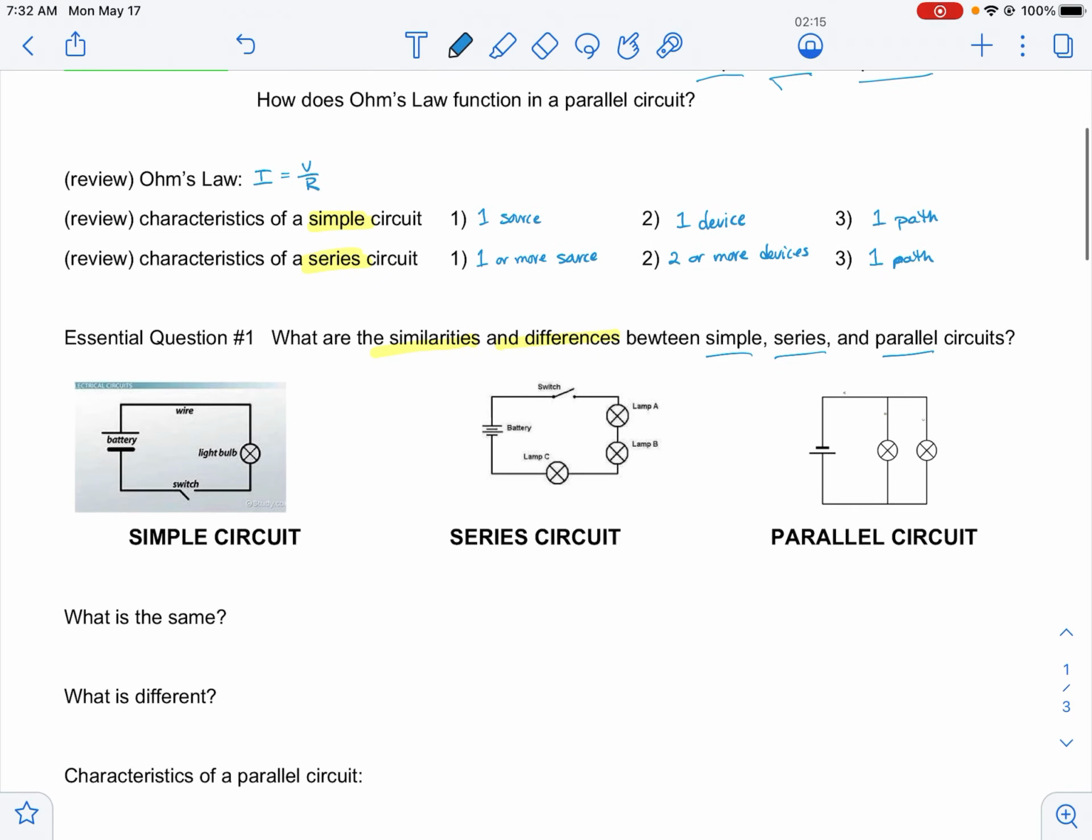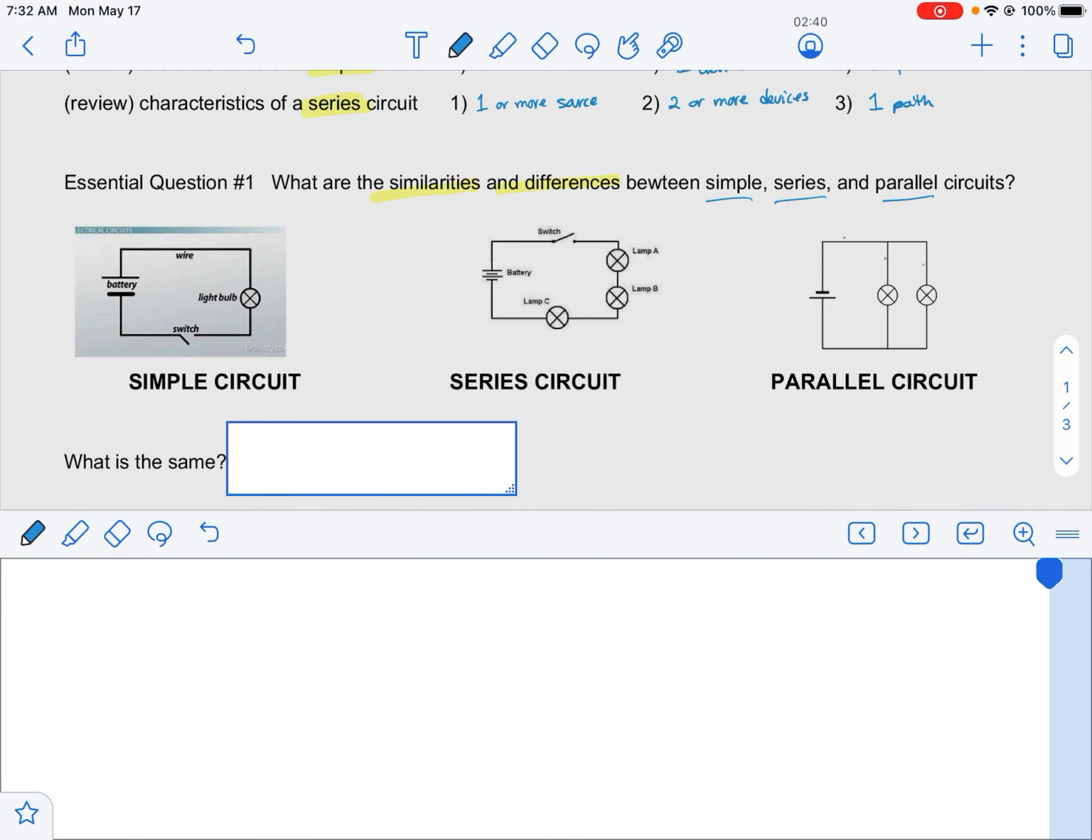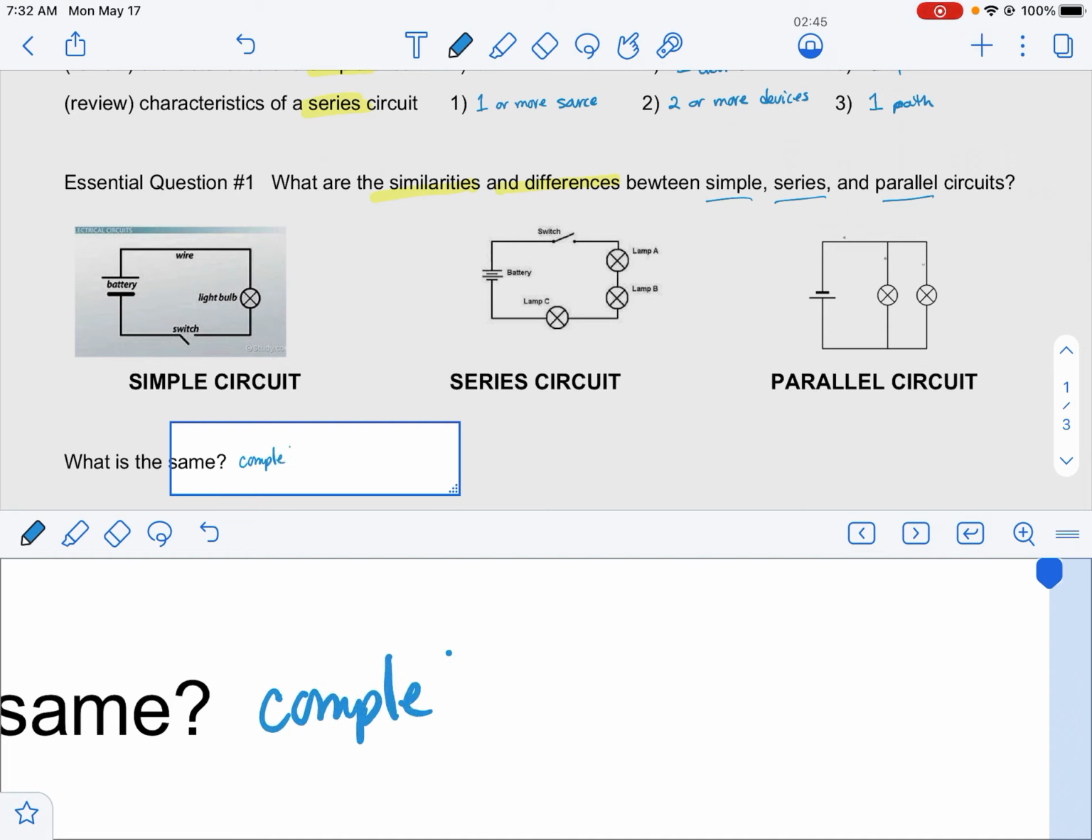So here's an example of each, and I want you to take a few seconds and look at those and see what you see as the same and different between each of those types of circuits. All right, so what is the same here? Well, what I see is the same is that each of those circuits is a complete circle, right? So each of those circuits is going to function because the current can get all the way around.